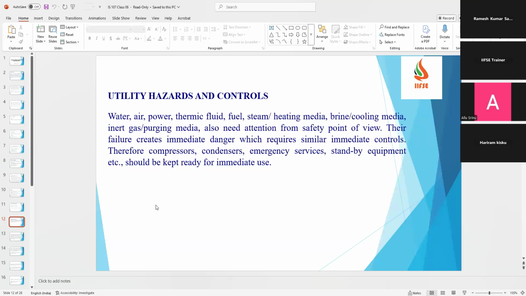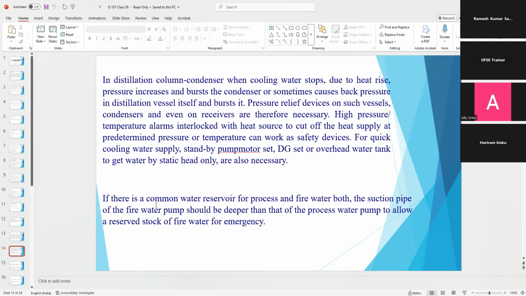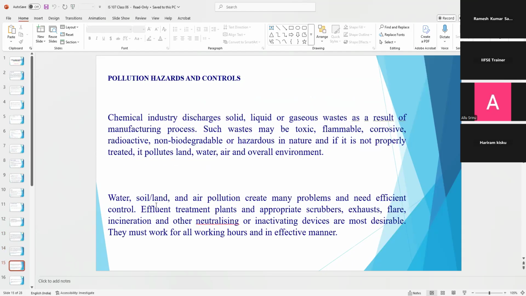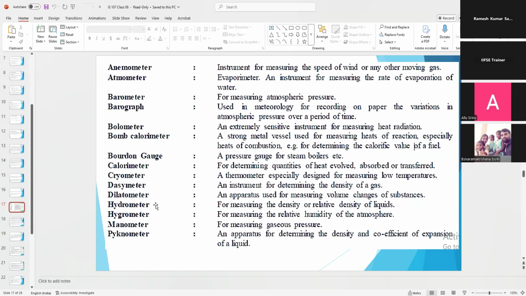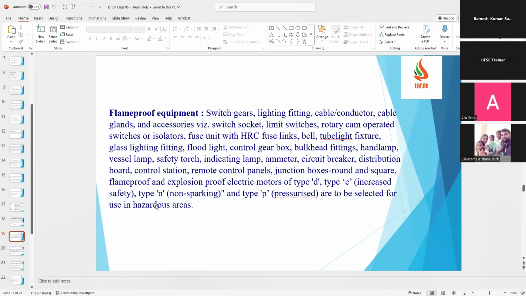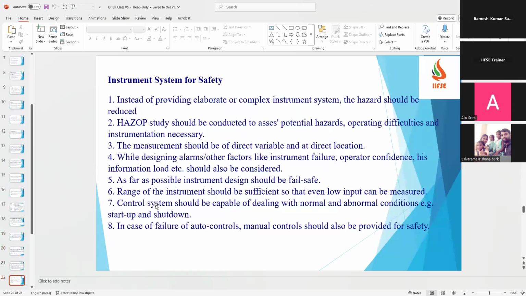When we say utilities, basically these are used for heating and cooling purposes of our processes. And we have seen hazards associated with the utilities. Then also we covered pollution hazards and controls, then instrumentation for safe plant operations. What are the different types of instruments we use for safe operation of the plants? We have seen the different examples. Then we have covered flame-proof equipments, pressure control instruments, then instruments for safety.